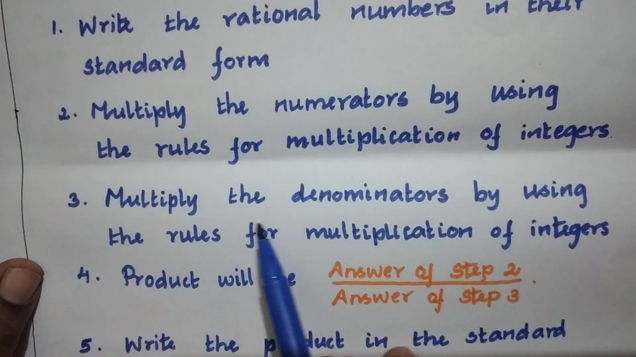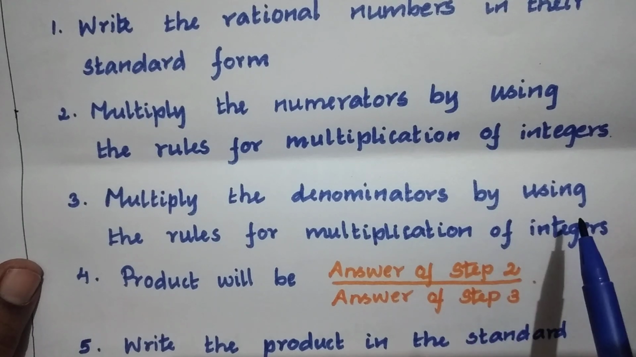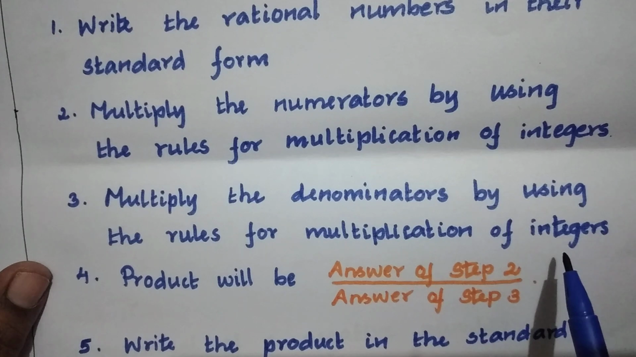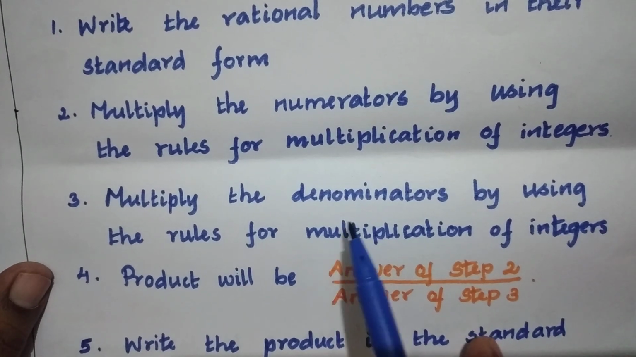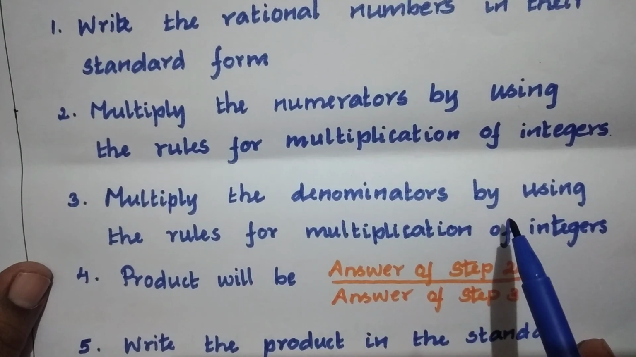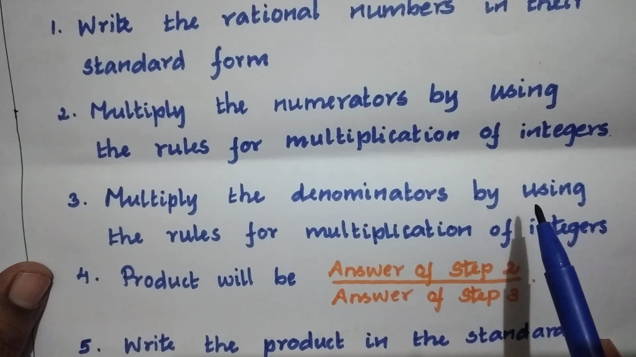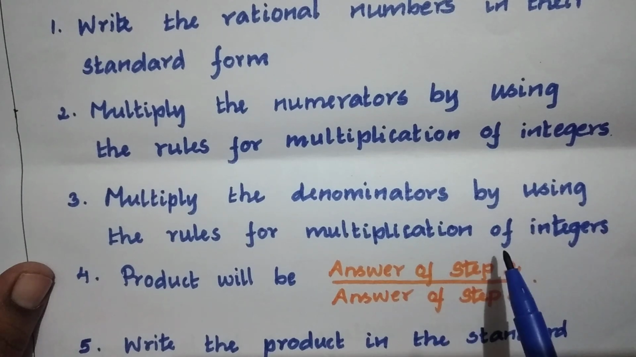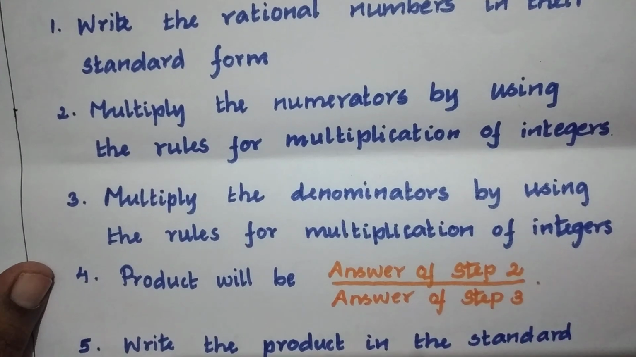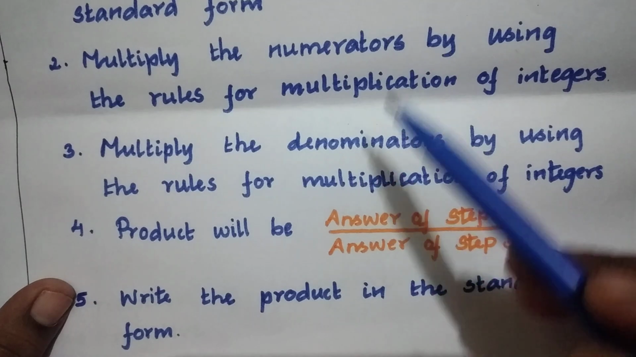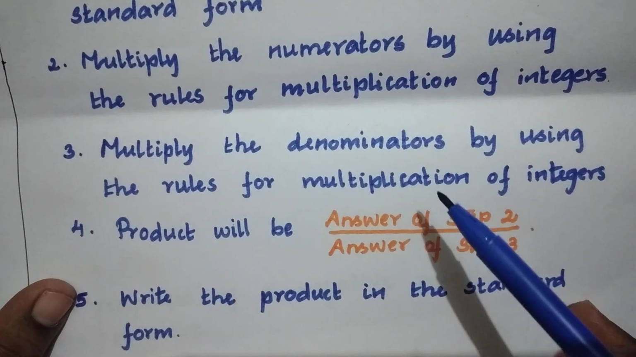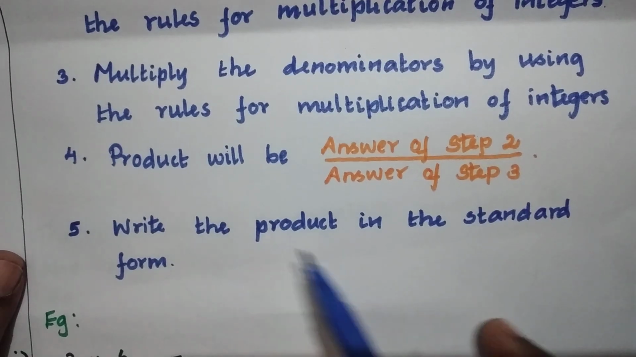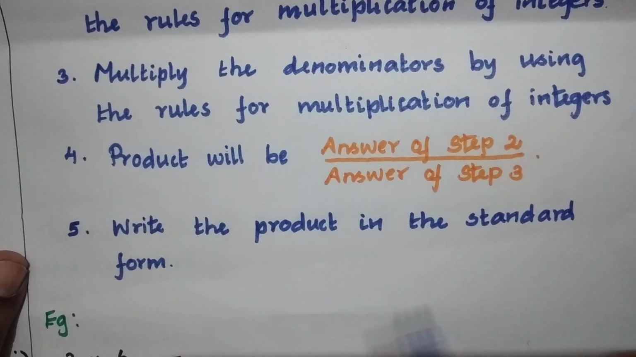Rule number 3. Multiply the denominators by using the rules for multiplication of integers. So here also, when the integers are in same sign, assign positive sign to the product. When the integers are in different signs, assign negative sign to the product. The product will be answer of step 2 divided by answer of step 3. The last step, write the product in the standard form.